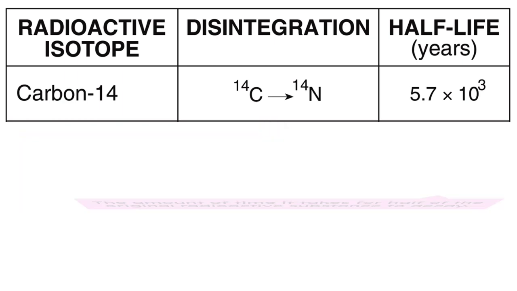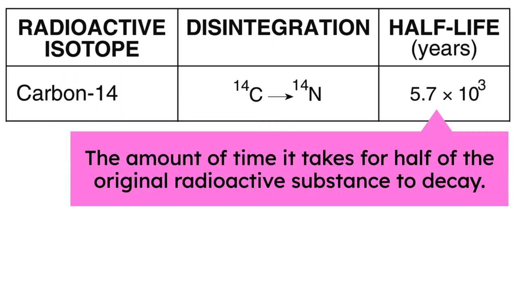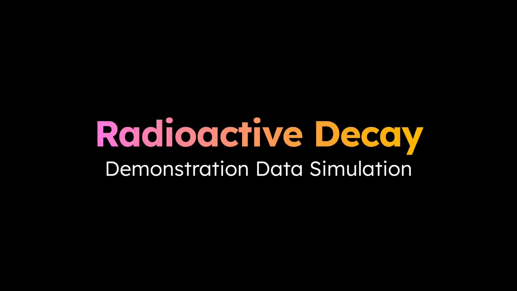And then finally, the third column, labeled half-life, shows the number of years that it takes for half of your original radioactive substance to decay into the daughter product. So in the case of carbon-14, every 5,700 years, half of your original carbon will have decayed into nitrogen. Now, to really wrap your head around this, it's best to look at an example.